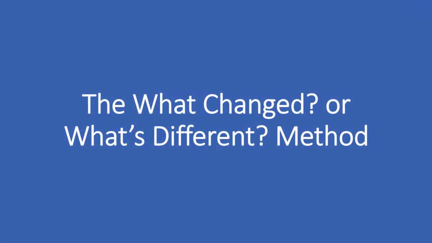Another method that we can use is the what's changed or what's different method. The what changed or what's different method says we want to know if there's anything different on this device that's not working today, particularly if it was working yesterday. This is also sometimes called spot the difference or compare configurations.